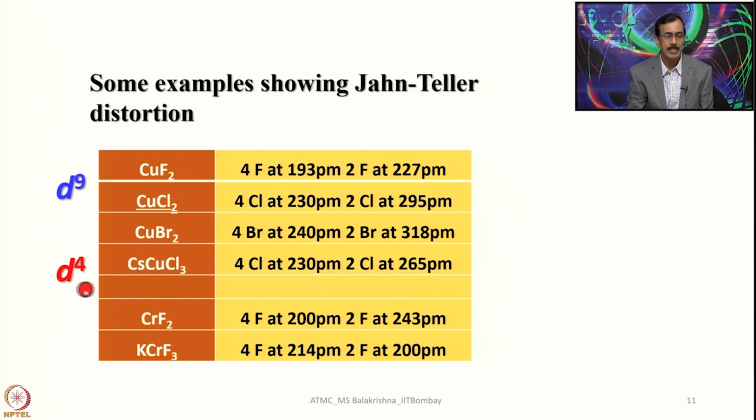And that can be extended to the d4 system also. In the d4 system, Jahn-Teller distortion is slightly less pronounced because we have only 1 electron here, whereas here we have 3 electrons. Nevertheless, it also shows Jahn-Teller distortion that is reflected in this bond parameter. If you just look into it, 4 bonds are at 200 picometer and 2 bonds are at 243 picometer. Similarly, in this molecule, 4 bonds are 214 picometer and 2 fluorines are at 200 picometer. So, is it possible to see tetragonal compression as well?